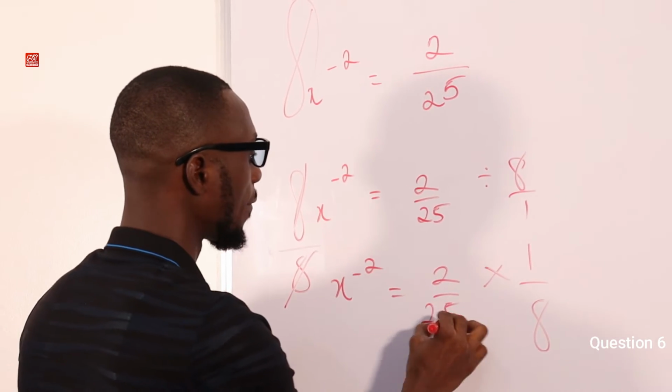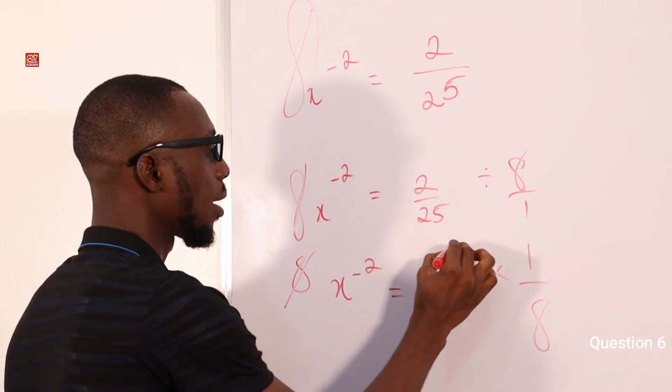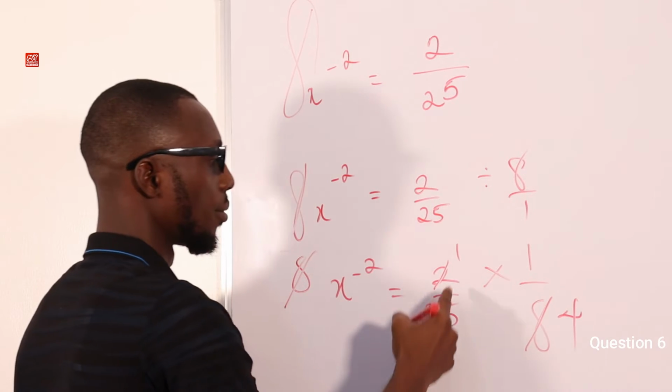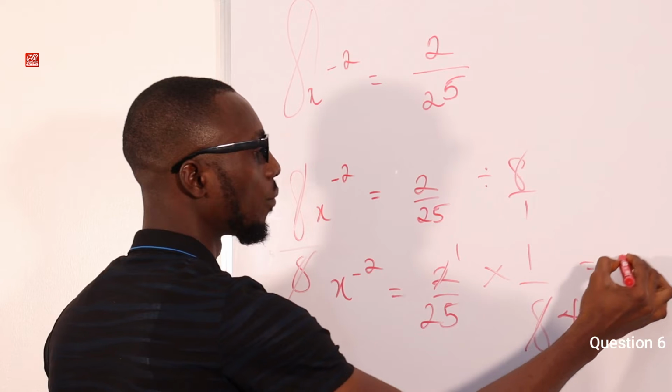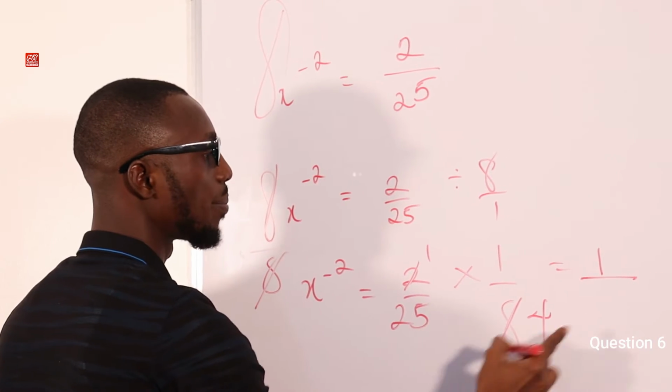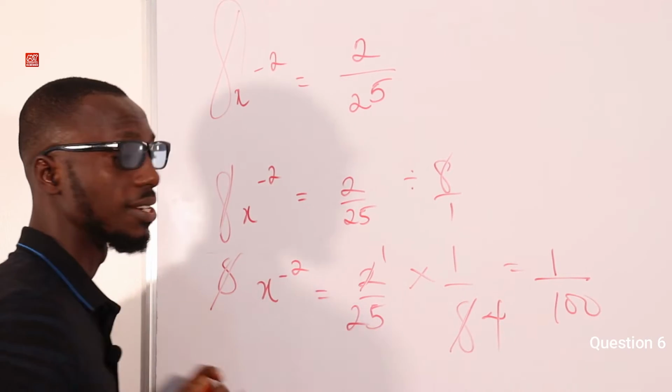So 8 strikes out 8, so I have this equals 2 over 25 times 1 over 8. So I have 2 here, 1, 2 here, 4. So I have 1 times 1, I have 1, over 25 times 4, I have 100.